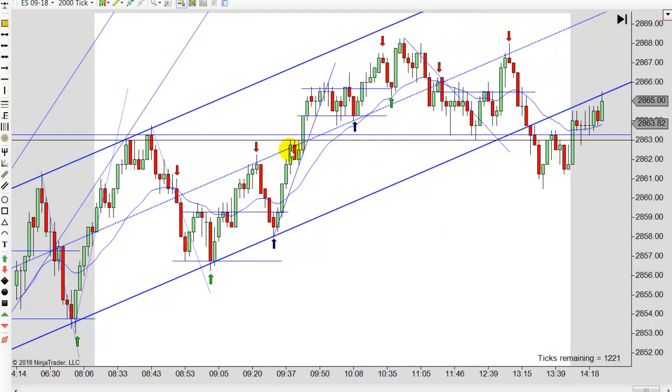Right here, notice that we're moving up, and we just came across the midline, and you're almost always going to pull back and test that midline before you go higher. And notice we made a low, we tested it once, we tested it twice, and then we bounced right off the midline. And so I liked it with that double test.